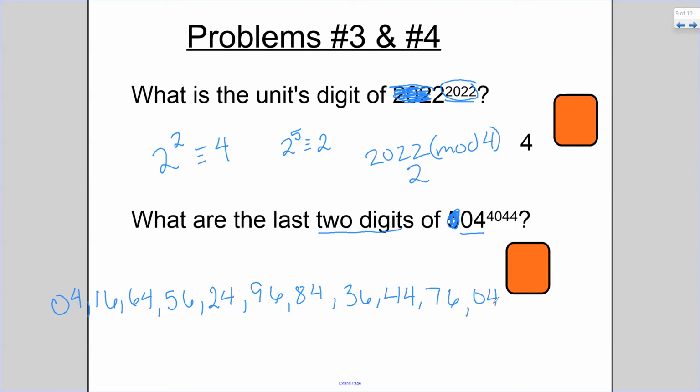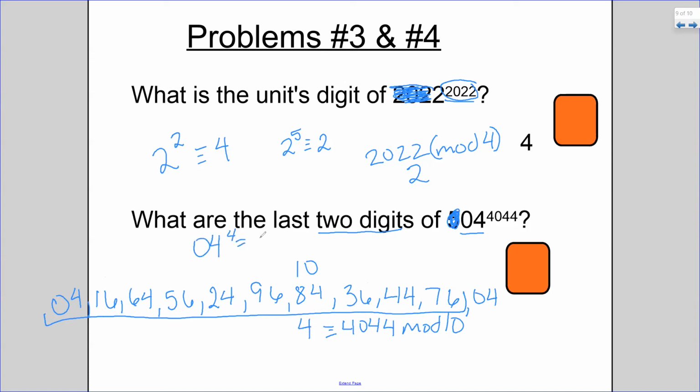It takes a little bit of time, but we do, right? After 76, we multiply by 4 again, and we get 04. So here we see that this is going to repeat after this pattern. 1, 2, 3, 4, 5, 6, 7, 8, 9, 10. This takes 10 for us to repeat. So if we do 4044 mod 10, because that's how long it took for the powers to repeat, this would give us just 4. So I could take 04 to the 4th and get 56.